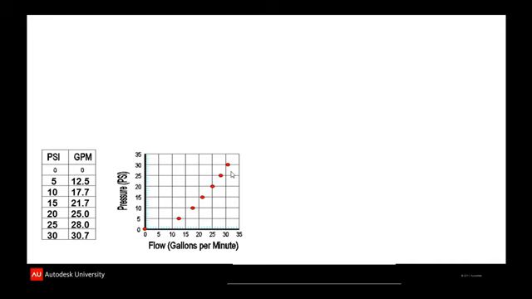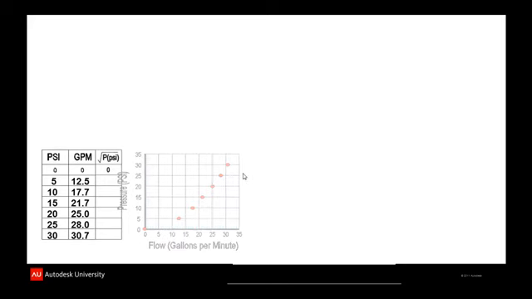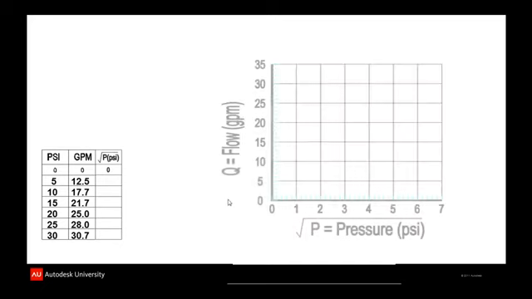And the equation for a parabola usually involves the square root of the one axis compared to the regular power of the other axis. So he suggested that I take a look at the square root of the pressure related to the flow instead of the pressure related to the flow. So the square root of 0 is 0. The square root of 5 is 2.2.